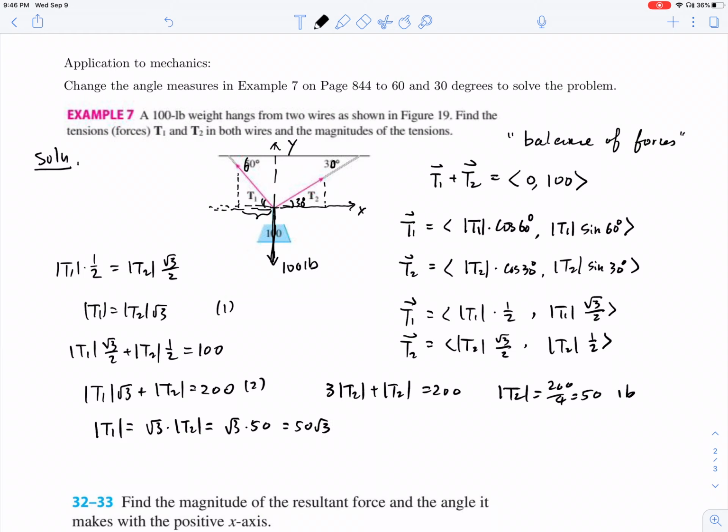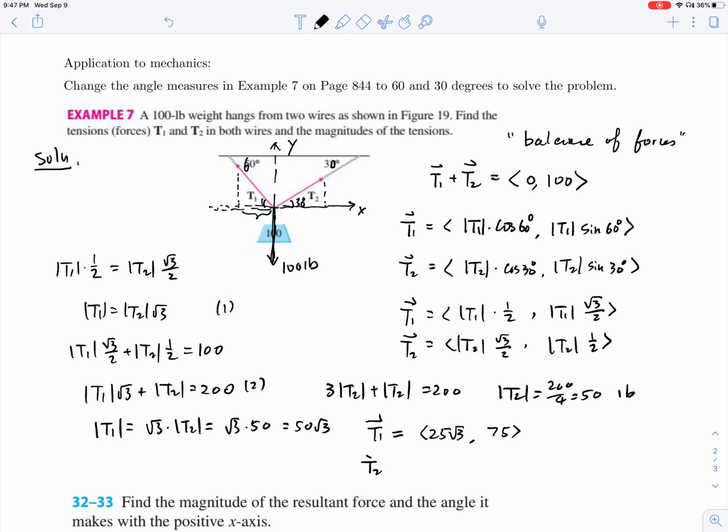And once we have this, the final answer, if we use the ij form, then we have T1 vector is equal to 1/2 of T1. That's going to be 25 root 3. And the second one over here, T1 times root 3 over 2. So T1 is this times root 3, and that's going to be 75. If you look at it over here, it's 25 times 3, and that's going to be 75.